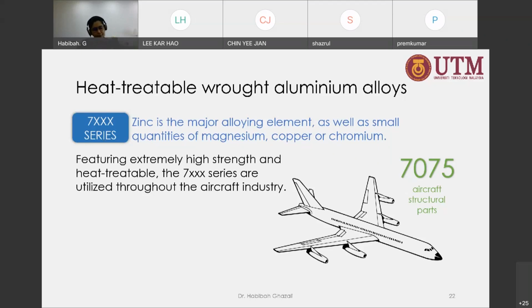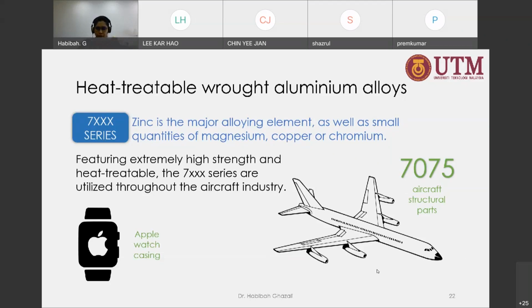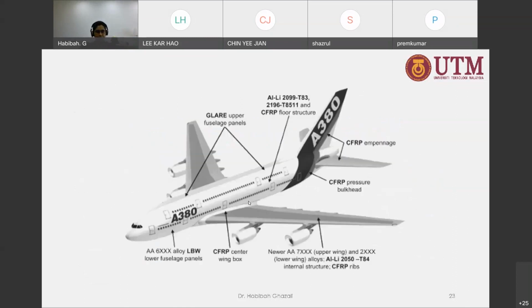The casing for the Apple Watch is also using this type of alloy. When the Apple Watch was introduced in 2015 by Apple, the aluminum was actually trademarked to them. So they must have a secret recipe to make that aluminum alloy. But it is in the 7000 series with zinc as the main alloying element.